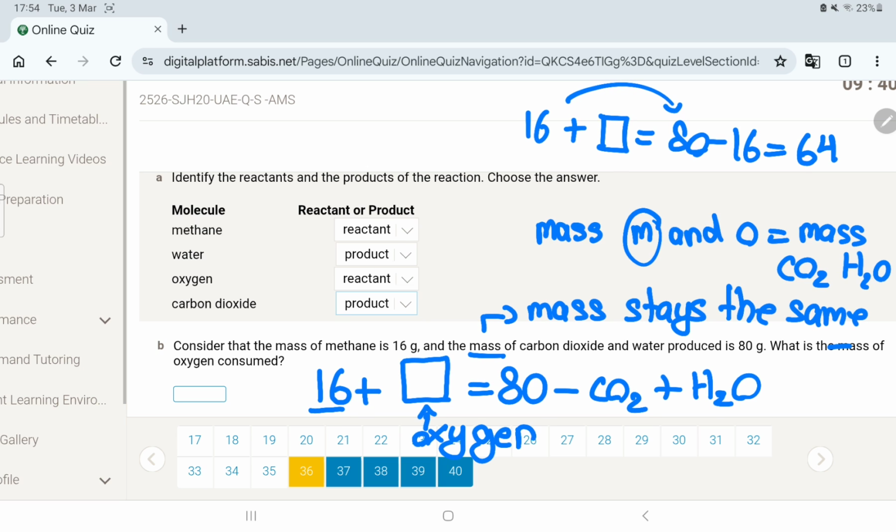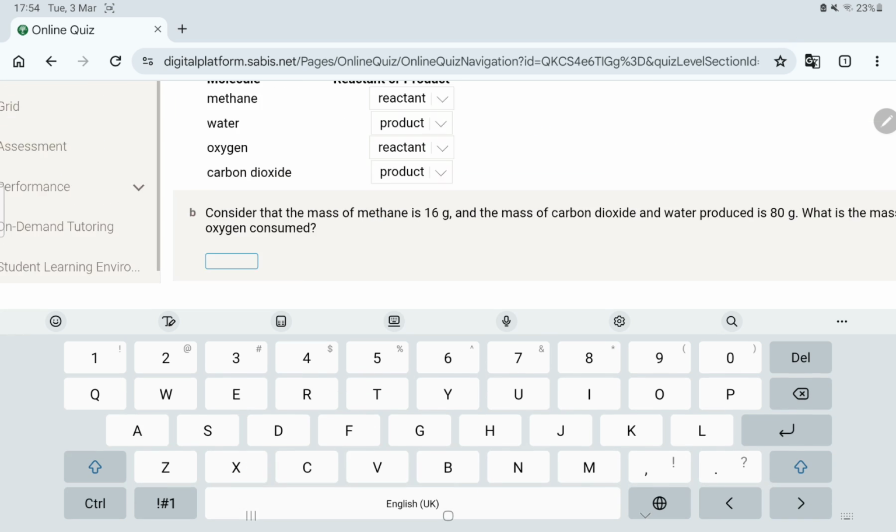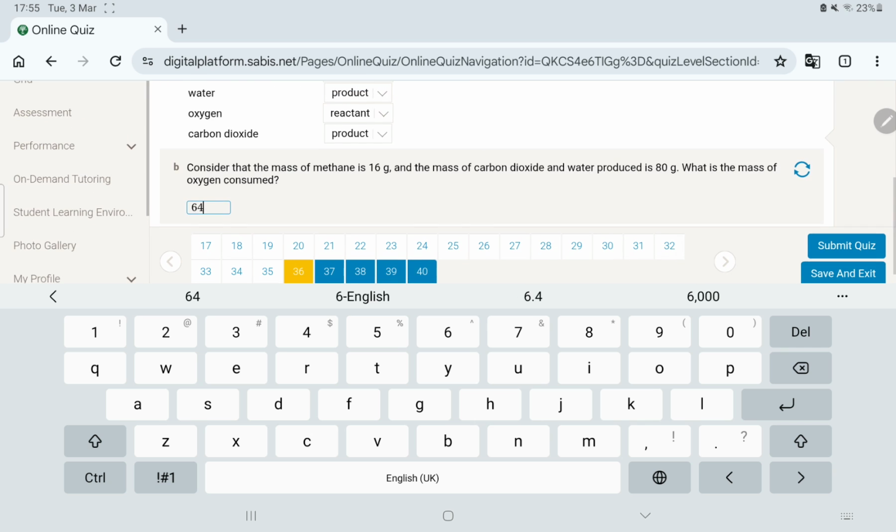Okay? So what is the mass of the oxygen? 64. If you want to test it also, what's 16 plus 64? 80. And 80 we said is the methane and the oxygen. It's equal to the mass of carbon dioxide and water. So oxygen is 64, which is correct because we have just proven it. When we said that 16 plus 64 is 80, so it's correct. So 64.